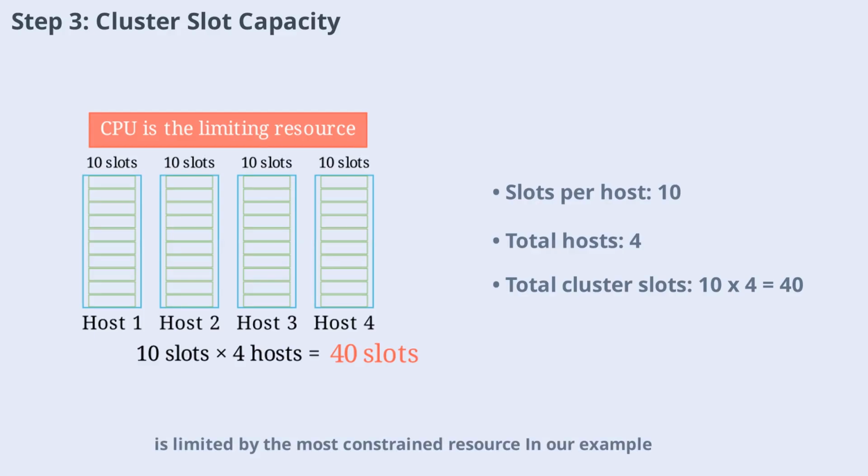In our example, each host can support 10 slots, since CPU is the limiting factor. To find the total cluster slot capacity, we multiply the number of slots per host by the total number of hosts. 10 slots per host times 4 hosts equals 40 total slots in the cluster.